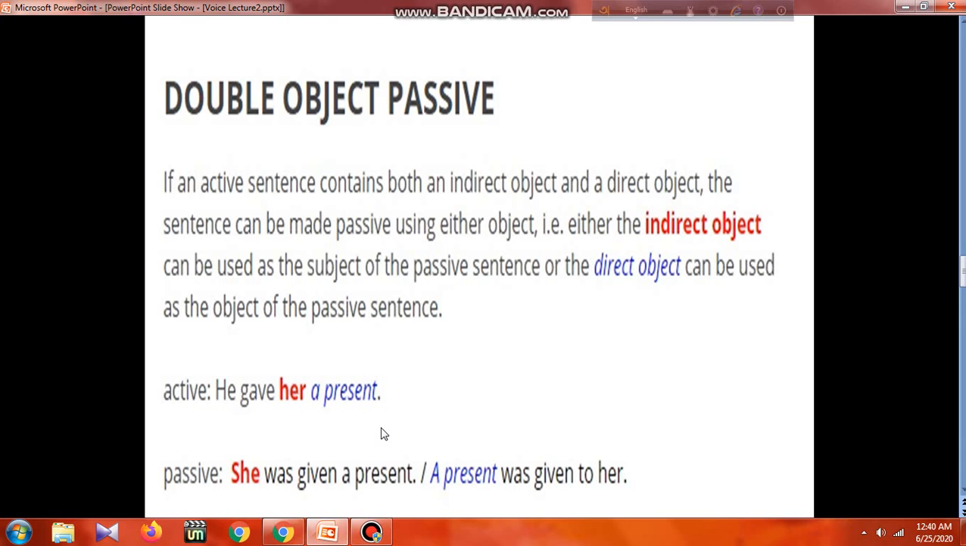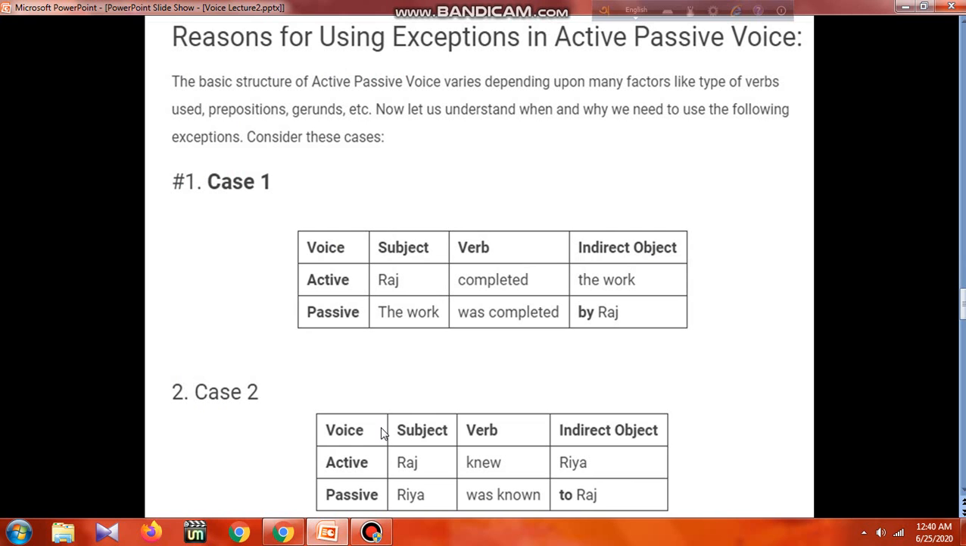Okay, now we'll see some exceptions. So far you've learned cases where "by" is added, but in some cases we'll see that "by" is not used. There are other contexts. Let's see which contexts and which pronouns are to be used. The reasons for using exceptions in active passive voice: the basic structure of active passive voice varies depending upon many factors, like the types of verbs used, prepositions, gerunds, etc.